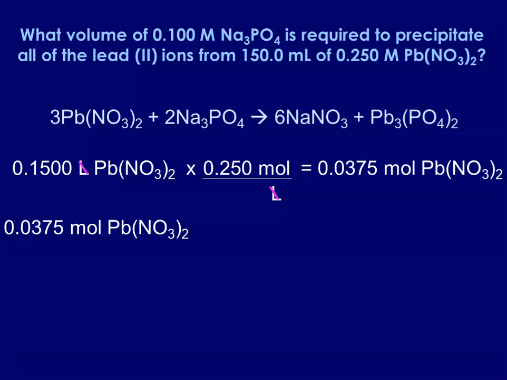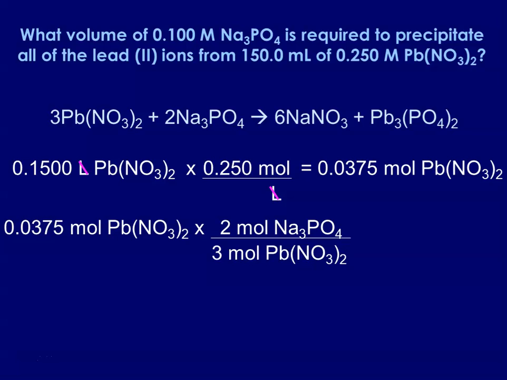I didn't talk about sig figs up there, but your volume had 4, your molarity had 3, so you would want 3 in your answer for the first part. I'm going to use stoichiometry to convert from moles of Pb(NO3)2 to moles of Na3PO4. And based on the balanced equation, I see that the coefficients for those are 3 to 2. The moles of Pb(NO3)2 are going to cancel out. I'm going to take that 0.0375 number, double it, and then divide it by 3. And that gives me 0.0250 moles of Na3PO4 actually consumed in this reaction.